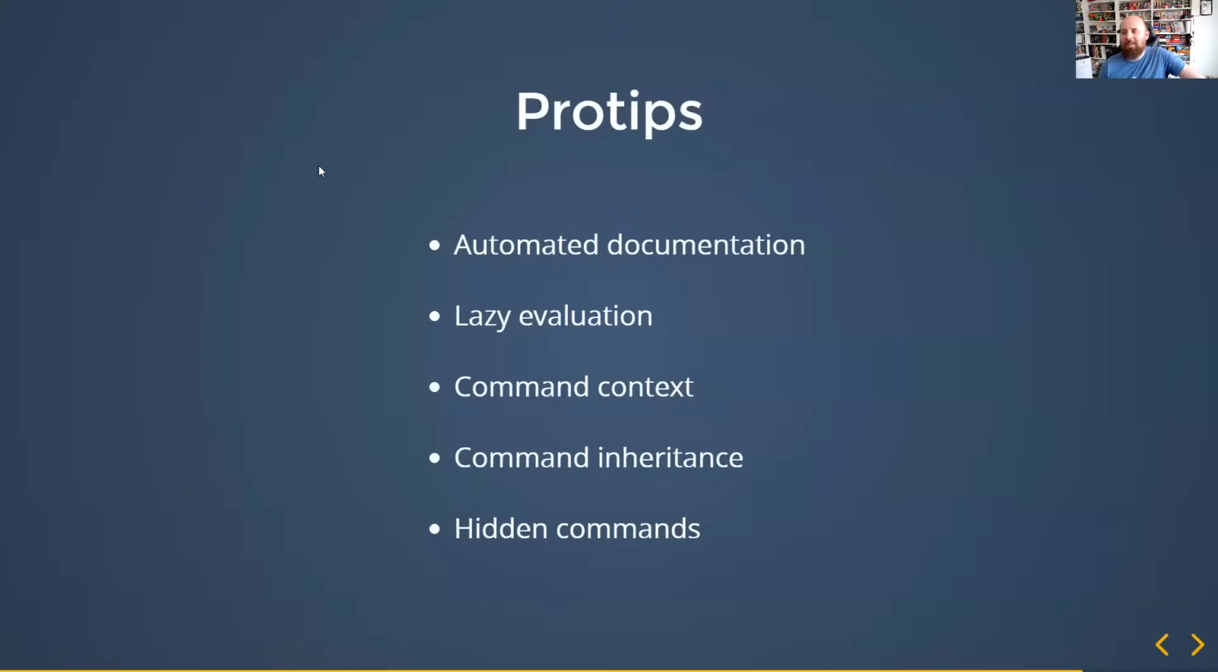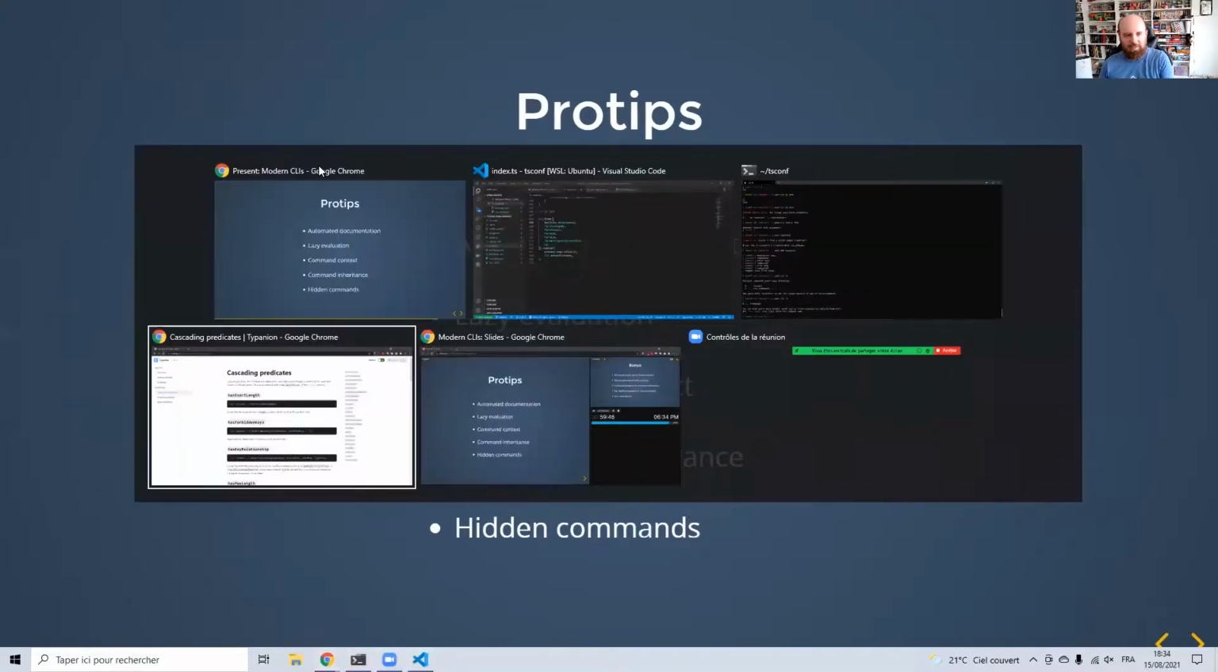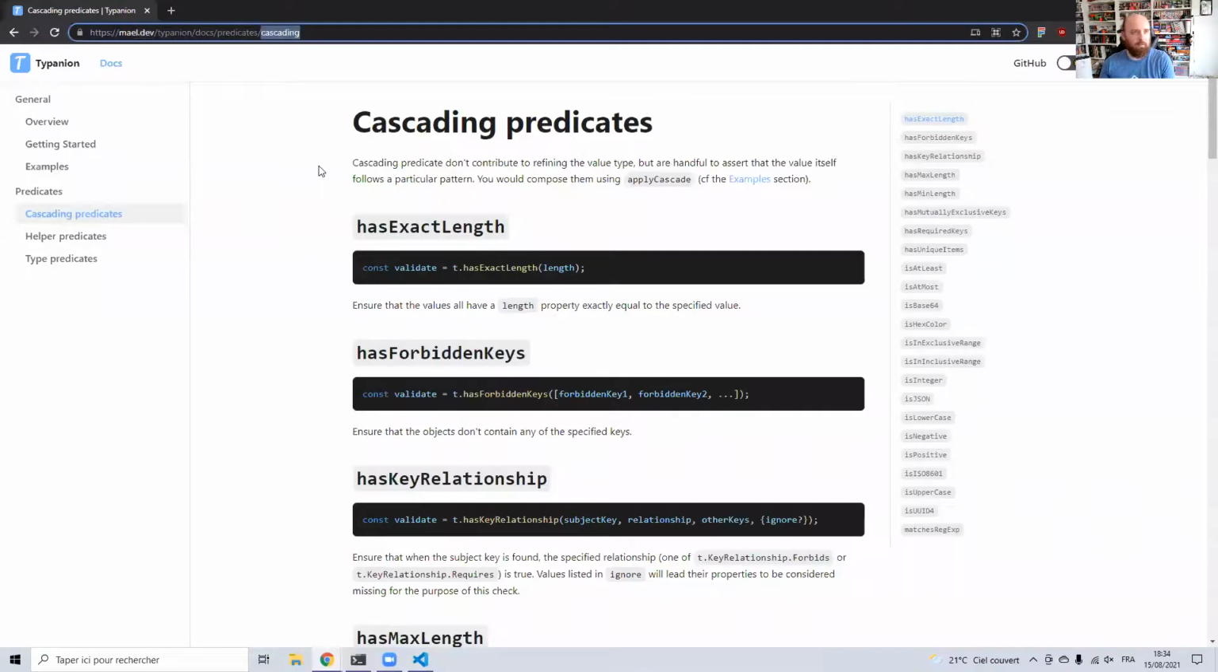Lazy evaluation means that you can evaluate some require or import directly within the execute block, so you don't lose time instantiating your CLI. Command context, command inheritance, hidden commands, all those things are described in the Clipanion documentation.